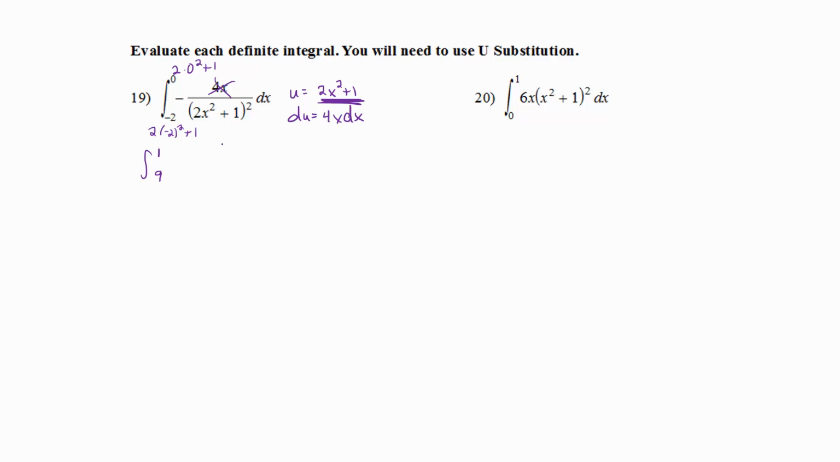So since u is 2x squared plus 1, and the 4x canceled, we have negative 1 over u squared, which I may have already had there and then erased for no reason. So we found the boundaries. The new boundaries are 1 and 9.